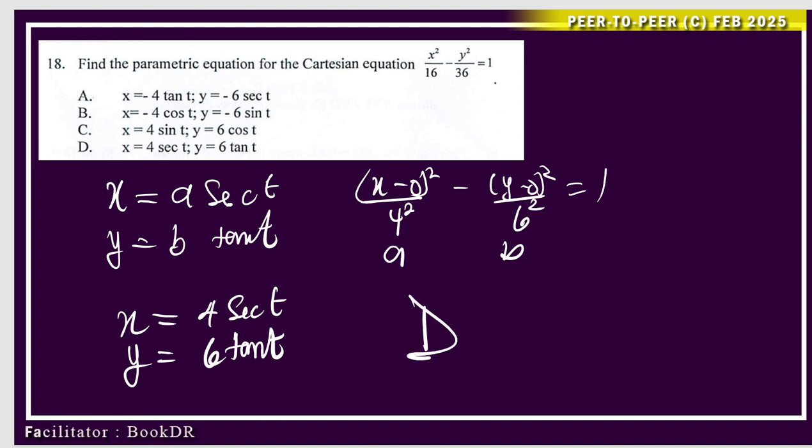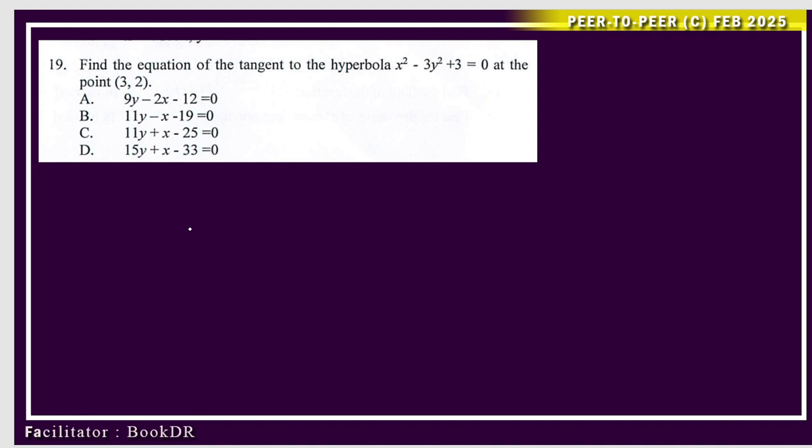The correct answer in this case will be D. Let's look at this one. Find the equation of the tangent to the parabola x squared minus 3y squared plus 3 is equal to 0 at the point 3, 2. So the tangent of the parabola will have the same gradient at the same point of the parabola. So we have to find the gradient function.